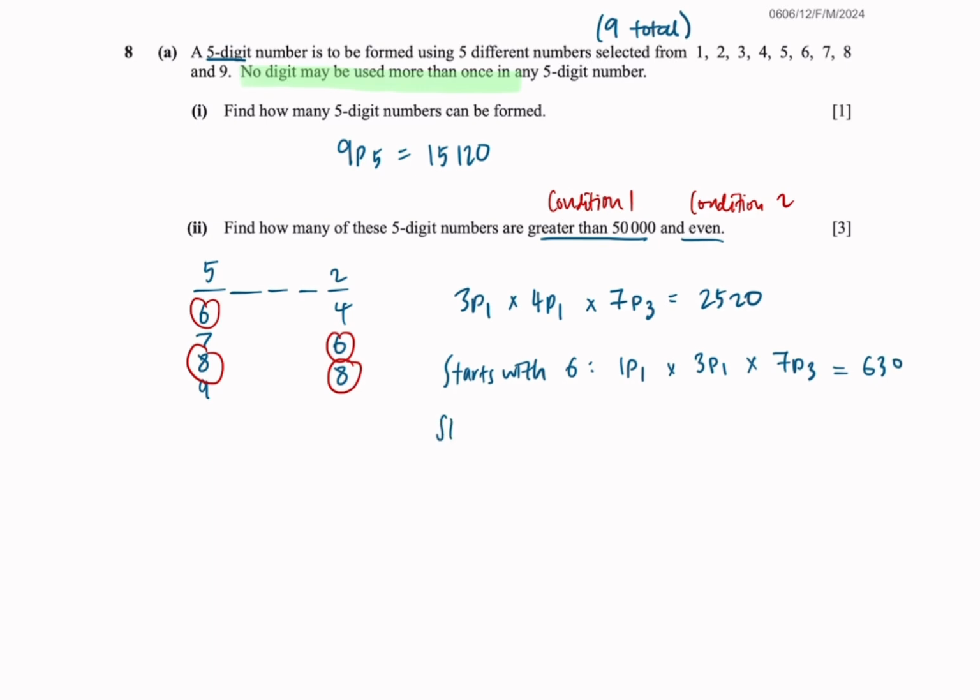Okay, so for the next number that repeats, it starts with 8. And it's actually the same as the thing that starts with 6. So basically, for the first place, it will be only 8, so it's only 1P1. And for the last place, it can only be 3 numbers, which is 2, 4, 6. It cannot be 8 because the number cannot repeat. So 3P1, and then the remaining will be 7P3 once again. So it's actually the same thing. To calculate the total, you just add everything up, and it'll give you 3780.